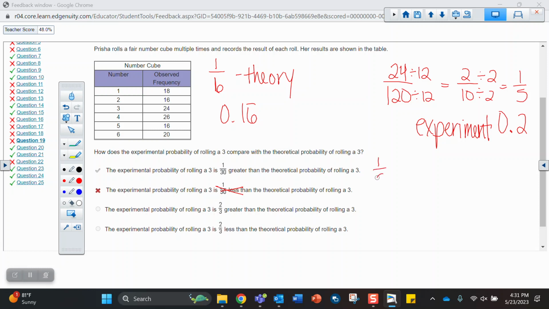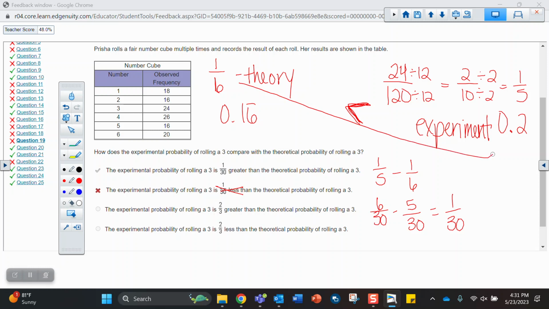I can take 1/5 minus 1/6 is how they're doing this. So this is 6 over 30 minus 5 over 30 if I get a common denominator. So it's 1/30th greater. Experimental was greater than theoretical. What that actually says is that the theoretical was less than the experiment, but by 1/30th. You get that from just subtracting the two probabilities.